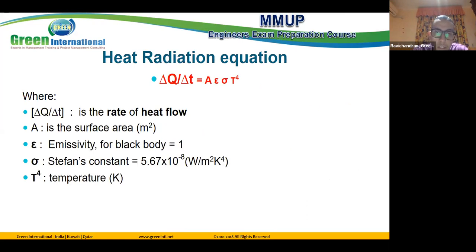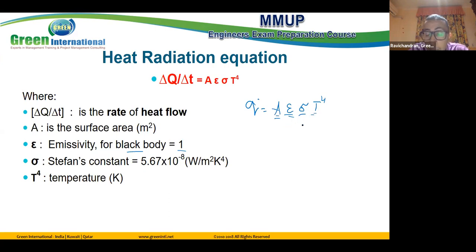Radiation. Radiation here, Q dot is equal to area also, epsilon sigma T to the power 4. A is area, epsilon is called emissivity, and for a black body it is equal to 1, which is the maximum. Other colors have a table for emissivity. Sigma is a constant, should be memorized also, 5.67 times 10 to the power negative 8. Just remember it like this, 5, 6, 7, 8. This is the Stefan-Boltzmann constant.